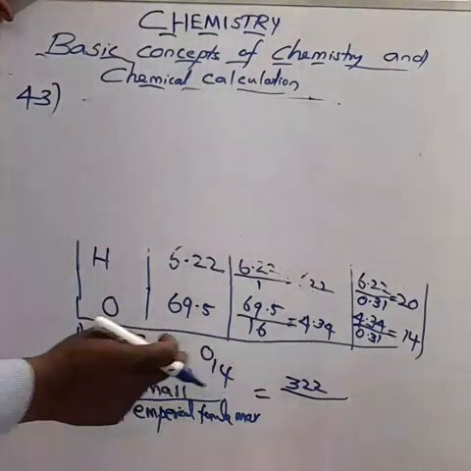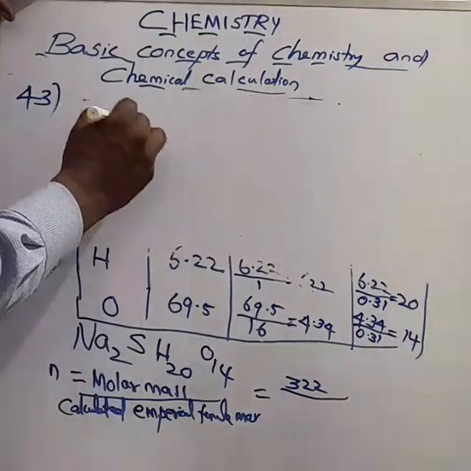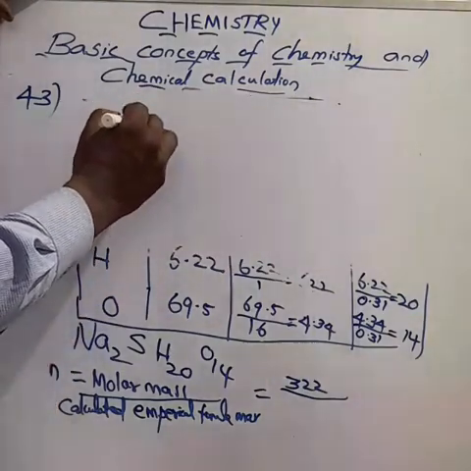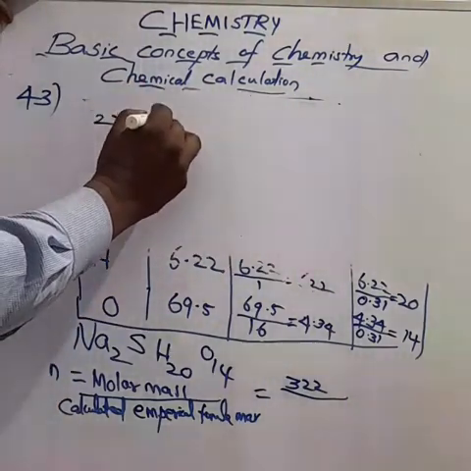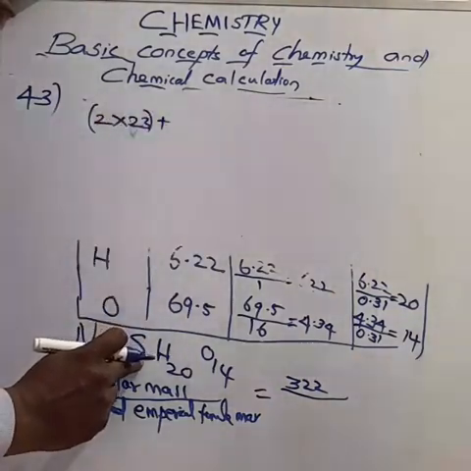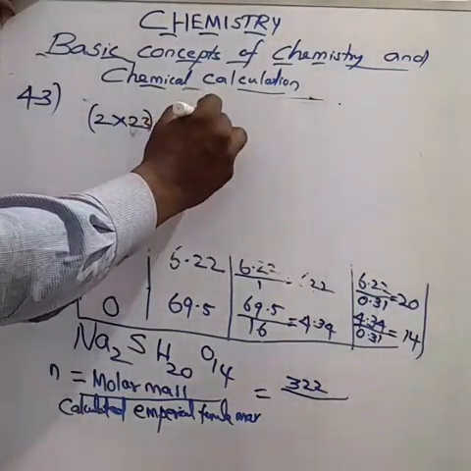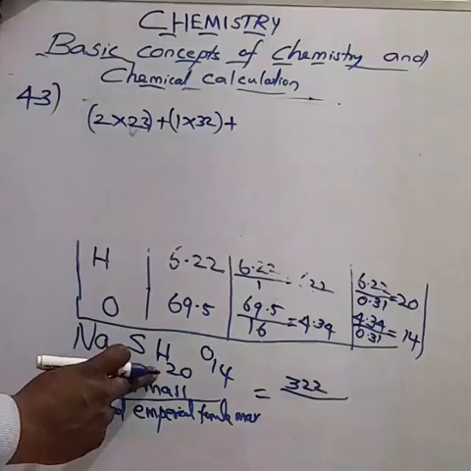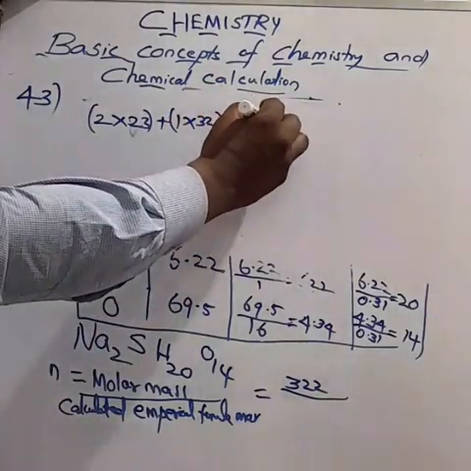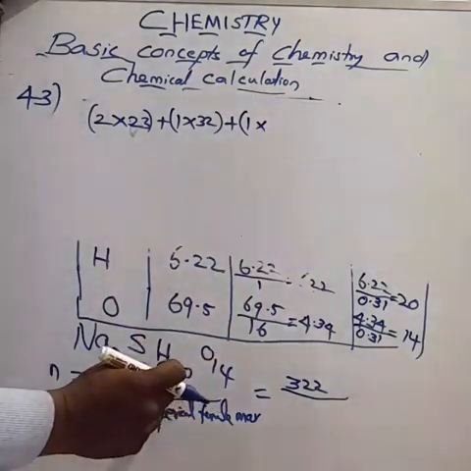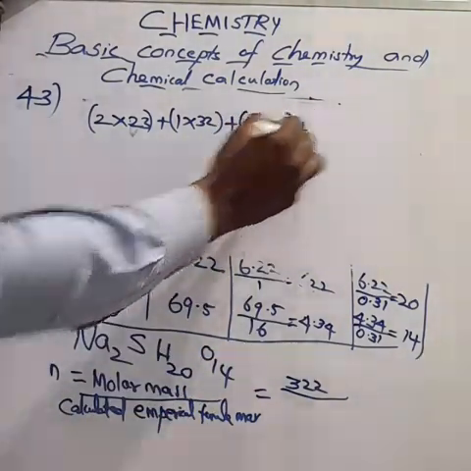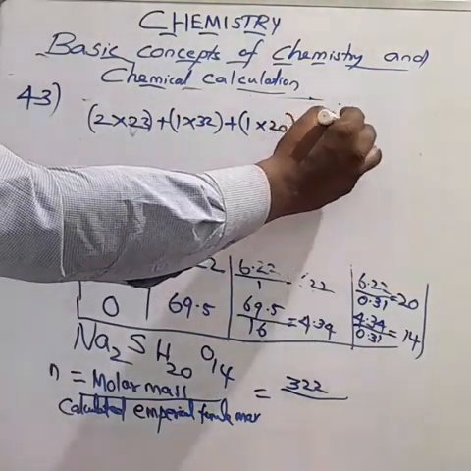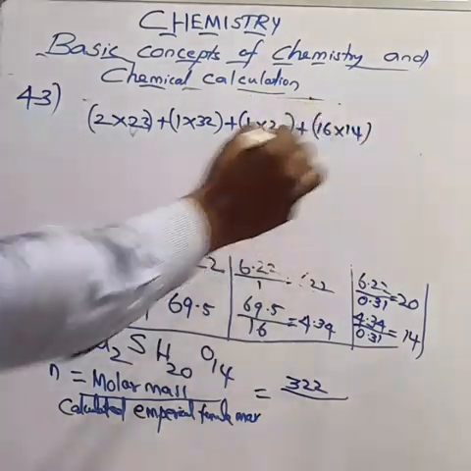Here the element is Na2SH20O14. How much sodium is there? 2 sodium. All of you know the atomic mass of sodium is 23. So 2 into 23 plus sulfur, atomic mass is 32. How much sulfur is there? 1 sulfur. So 1 into 32 plus hydrogen, atomic mass of hydrogen is 1. Here total 20 hydrogen is there, 1 into 20 plus oxygen. 1 oxygen is 16. Here 14 oxygen, so 14 into 16.